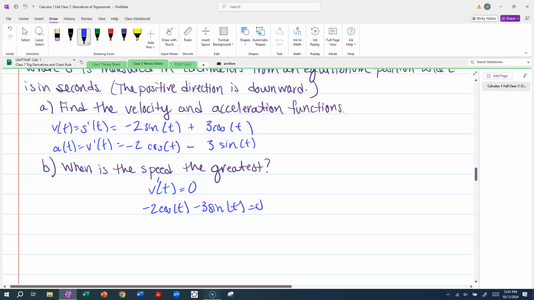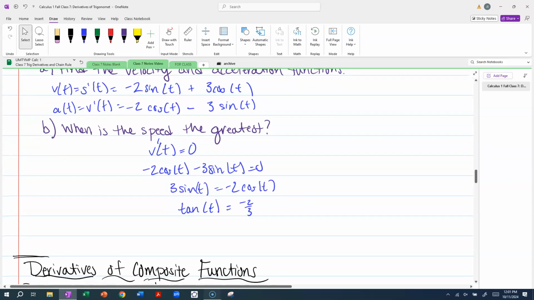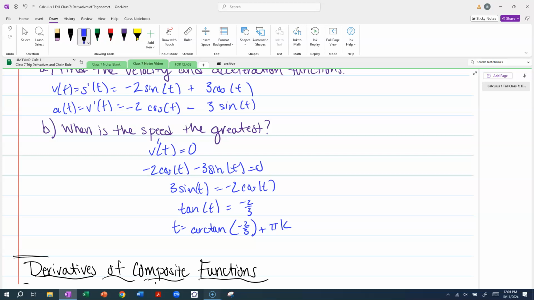Okay, rearrange it. I'm going to write it as 3 sine t. So I'm moving the sine over and switching sides, so this side is still -2 cosine of t. Then if I divide by cosine and move the 3 over, I would get tangent of t is equal to -2/3. If I solve for t here, I would get arctangent of -2/3, and then have to add on a multiple of the period. And so those are the locations when the speed is greatest.